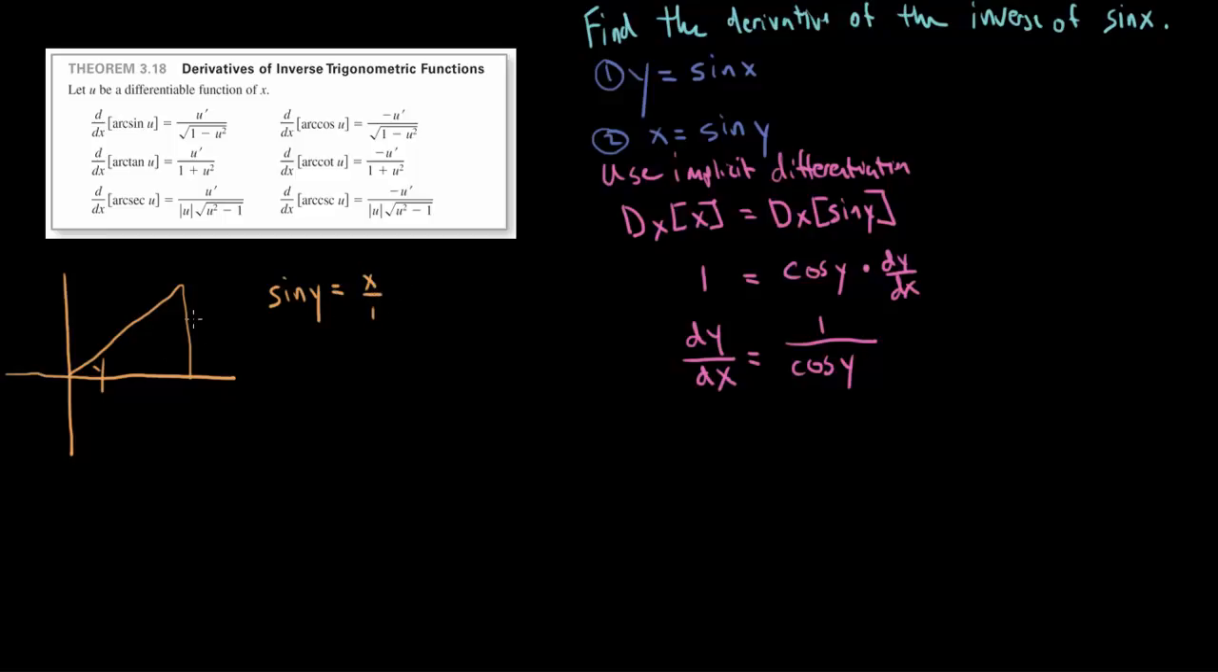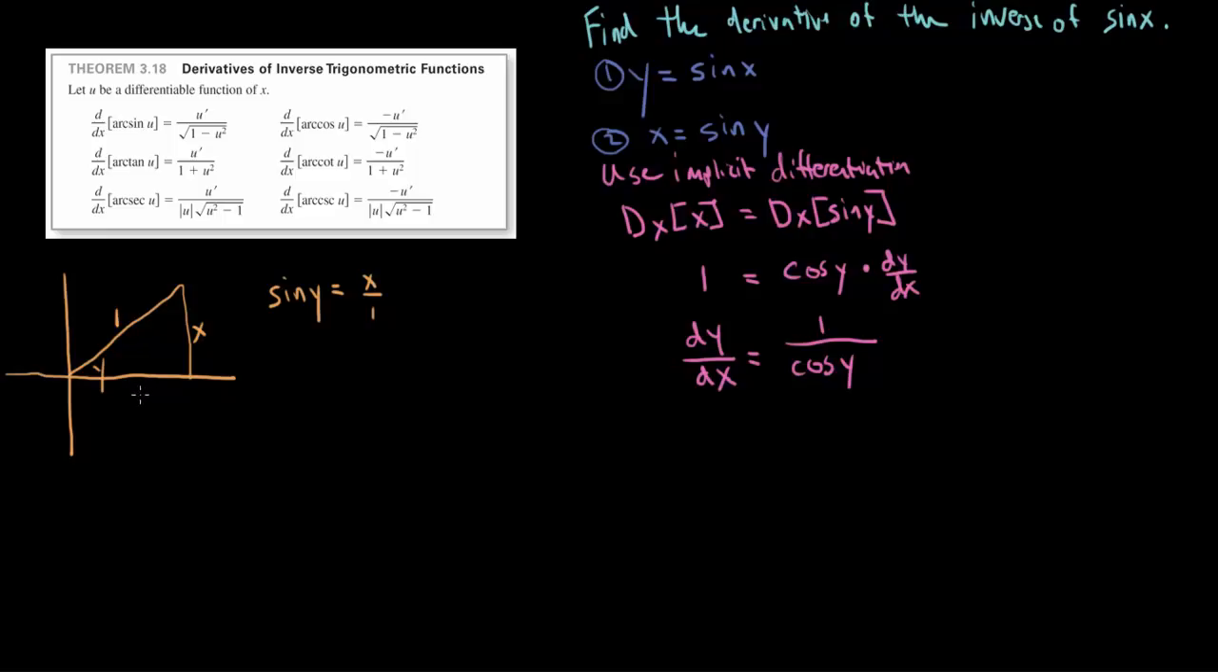Opposite over hypotenuse. So x and a 1 goes there. But let's say I want to find this side of the triangle right here. And why do I even care? Because I want to know what the cosine of y is. If I can figure out the cosine of y, I might be able to rewrite this term right here in terms of x. So what's the cosine of y?